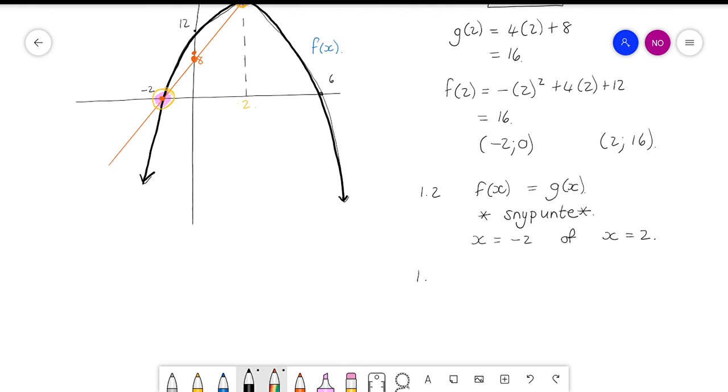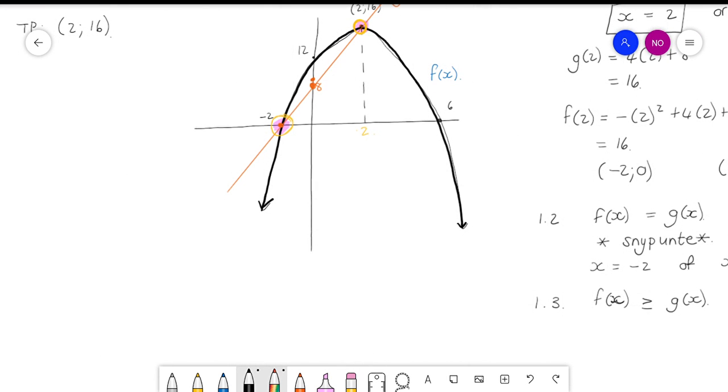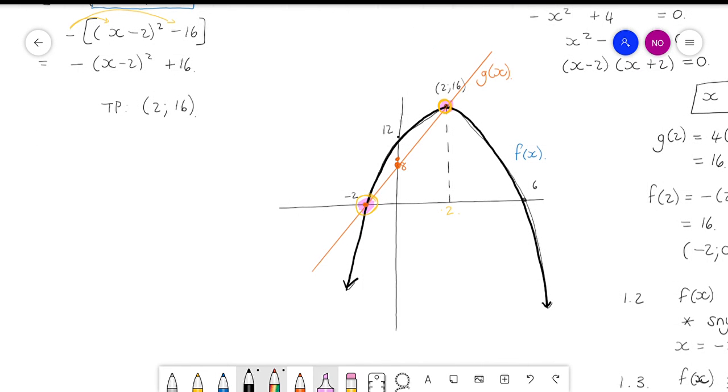And then they also ask us for f of x: for which x values is f of x greater than or equal to g of x? Okay, now remember f of x is our parabola. So we're looking for where the parabola is bigger than the straight line. In other words, where is the parabola above the straight line? So let me quickly show you. Do you see this part of the parabola? Does it lie above my straight line? Because I'm looking for bigger than. So it has to have a bigger y value than the straight line.